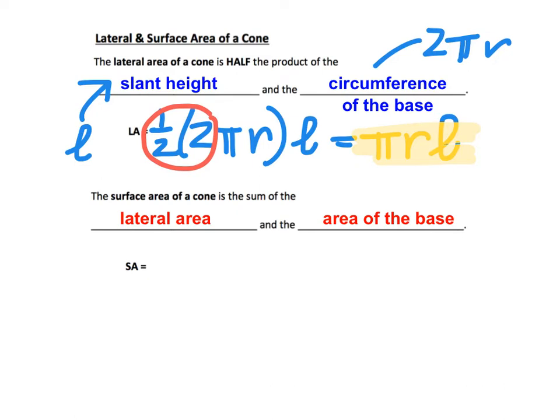The surface area of a cone is the sum of the lateral area and the area of the base. So we're going to do LA plus the area of our base. All of the bases today will be circles, so it's going to be plus pi r squared. Again, this is going to be the second formula that you need to know. These two are going to be used for every single assignment you do today. Well, every single problem.